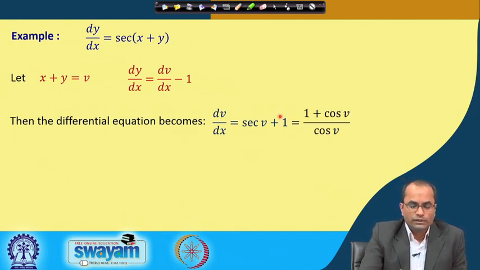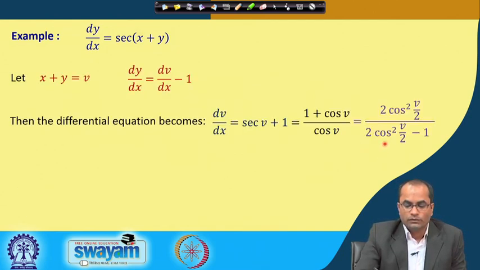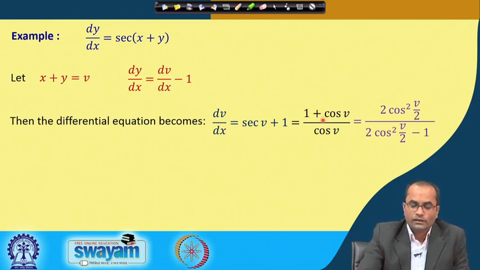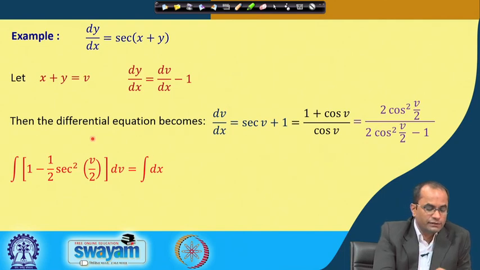Before we do so, let us just simplify this term. Sec v means 1 over cos v. So, we can write 1 plus cos v over cos v, and then we can also simplify a little more in terms of v by 2. We can write 1 plus cos v as 2 cos square v by 2, and here cos v will be 2 cos square v by 2 minus 1. We have done this because now the integration will be easier. All these terms will go to the left hand side and the differential dx will go to the right hand side, and then we will integrate it.